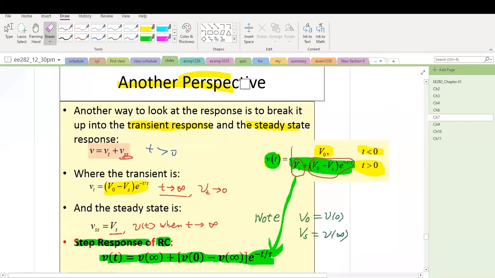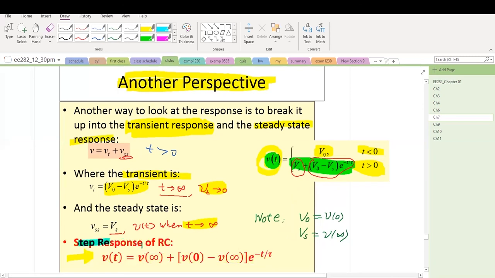The other perspective is to look at the behavior over time. One portion is the transient response. As time goes to infinity, its value goes to 0. That's the transient, so the transient response eventually disappears when time goes to infinity. The steady-state response is the final value when time goes to infinity. This perspective is more intuitive when we talk about v of t. So this is the formula we're going to use to calculate the step response for an RC circuit.